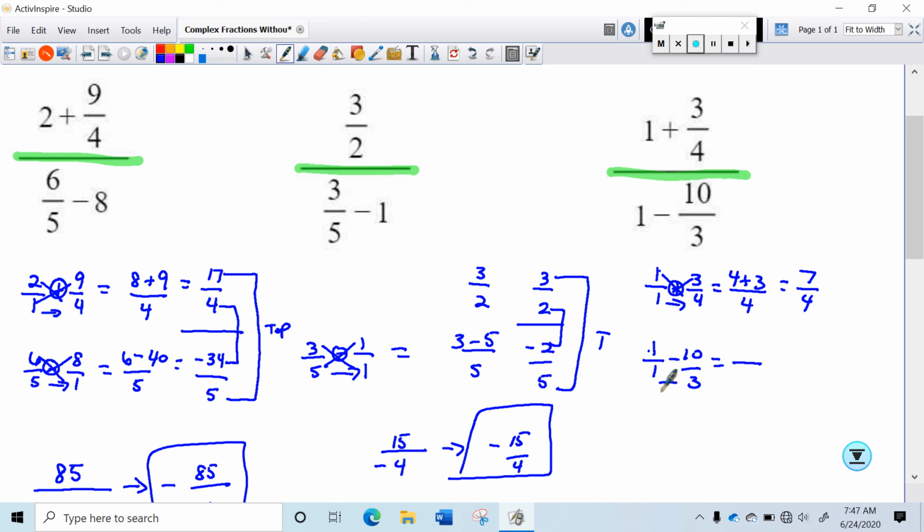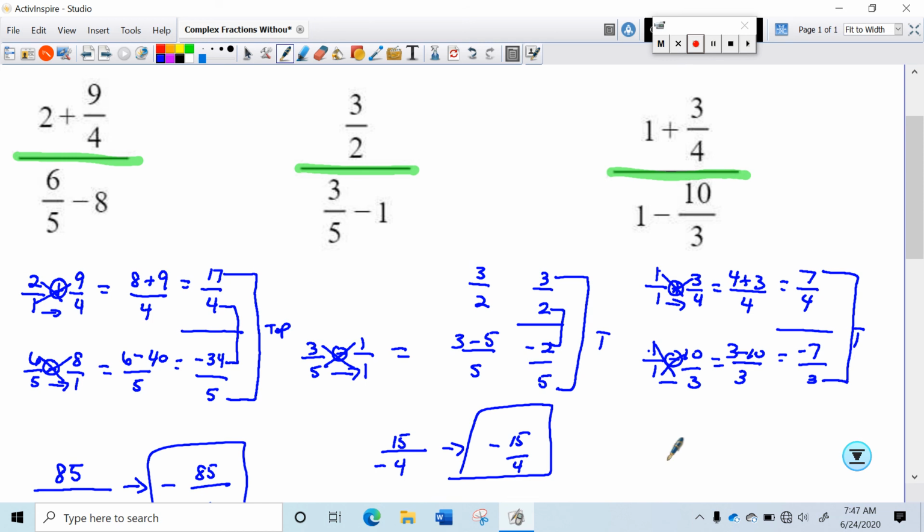Multiply the bottom. 1 times 3 is 3. Cross multiply the top. 1 times 3 is 3. Minus in the middle. 10 times 1 is 10. 3 take away 10 is negative 7 over 3. That's my fraction.